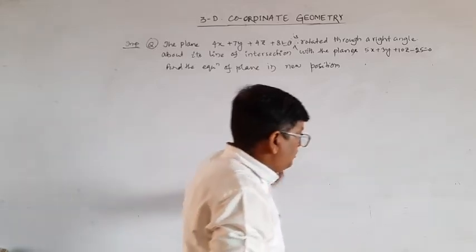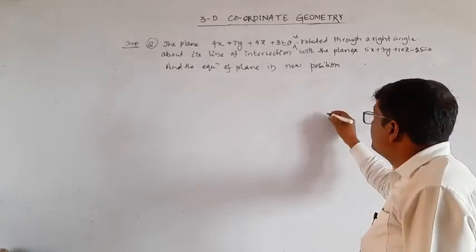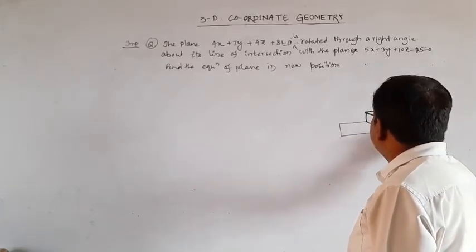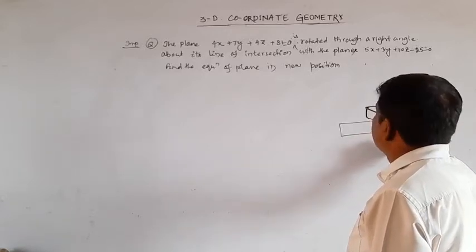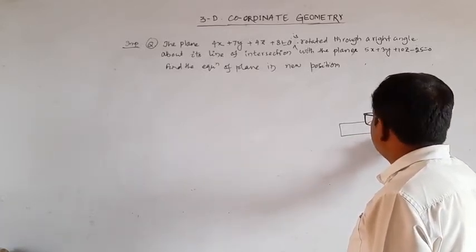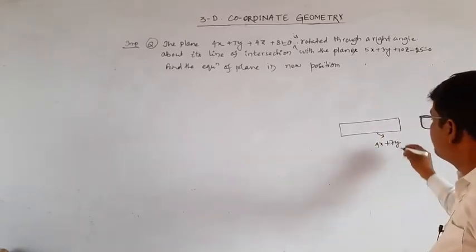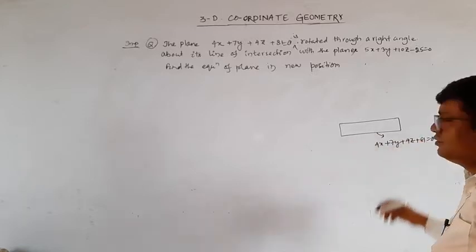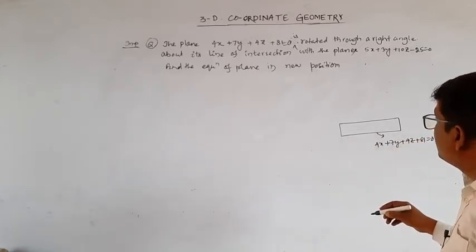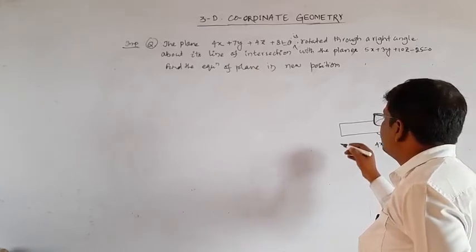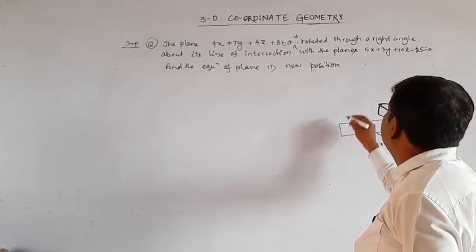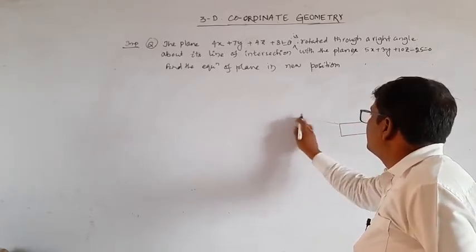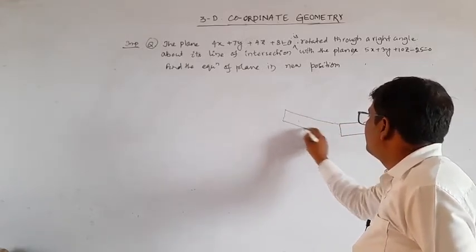This is the question. So suppose this is the question plane. This is the plane whose equation is 4x plus 7y plus 4z minus 81 is equal to 0. And it's rotated about its line of intersection. So another plane here, suppose this is another plane.